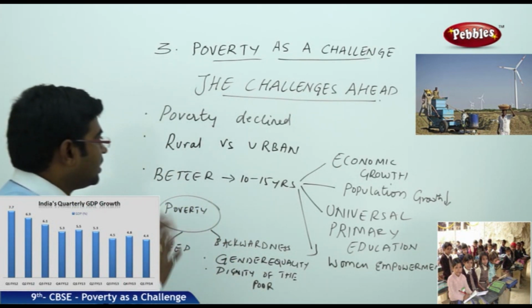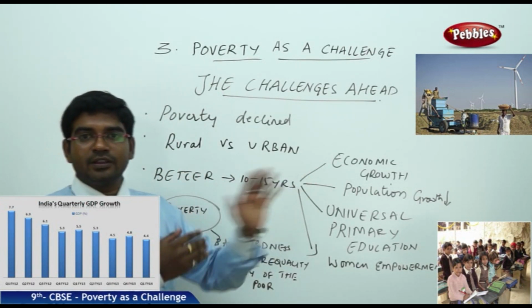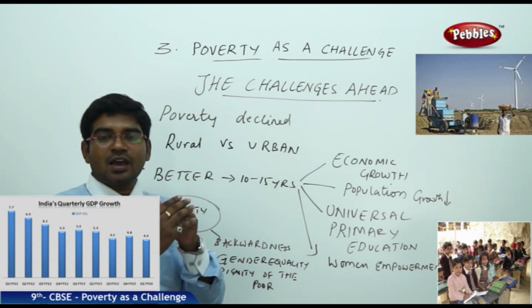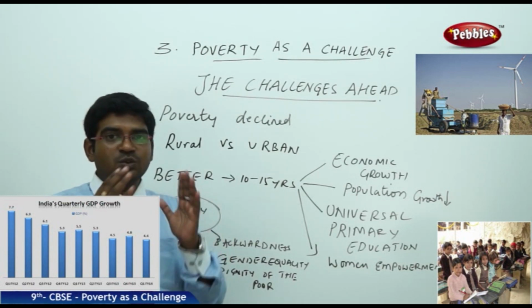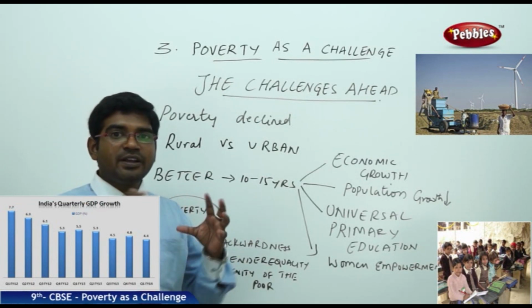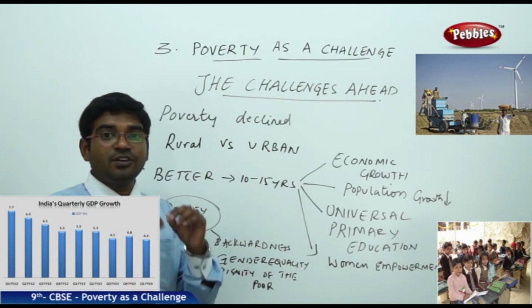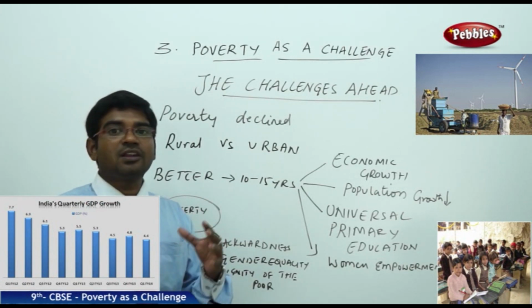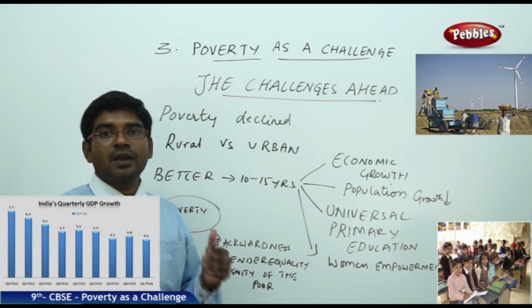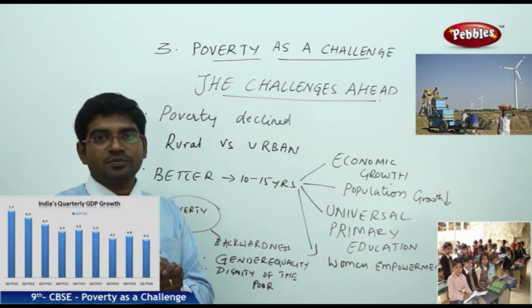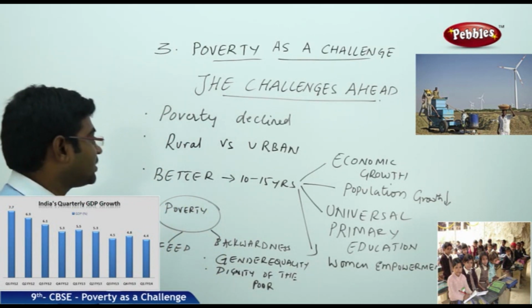That is, when we take the statistics of rural areas and the urban areas, the differences are still very wide. In urban areas, the poverty is nearly 20 to 25%. But when it comes to the rural background, it is nearly 50 to 70% of the population coming under the poverty lines. It's really a lot of disparity. This has to be changed. The gap has to be reduced between the rural and the urban poverty lines.